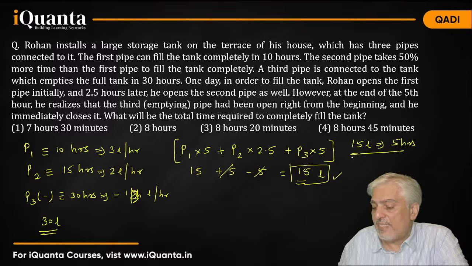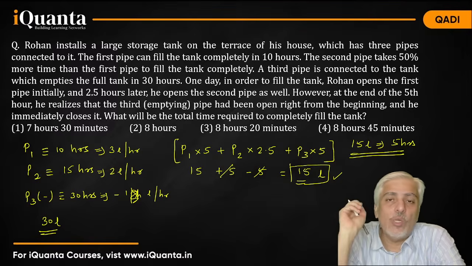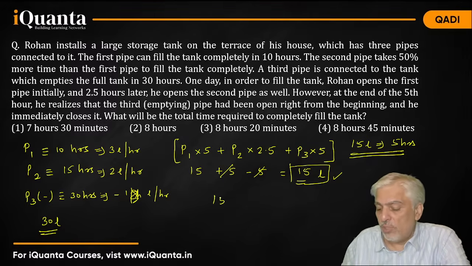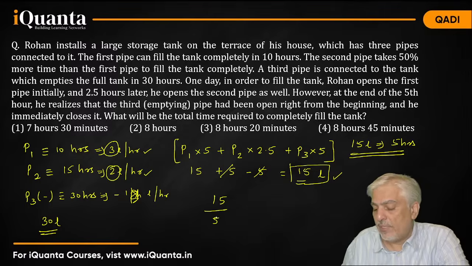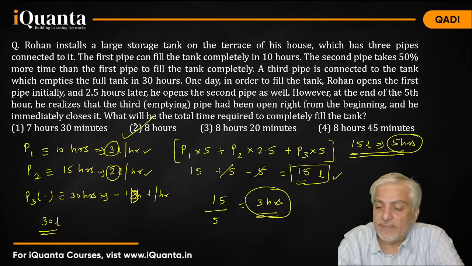Now obviously as he realizes, he goes and closes P3. So P3 is not working anymore. So 15 more liters have to be filled only by 1 and 2. And 1 and 2 can fill 3 plus 2, that is 5 liters per hour. That means they'll take 3 more hours for the remaining work. Initially 5 hours and now 3 more hours. So answer is 8 hours.